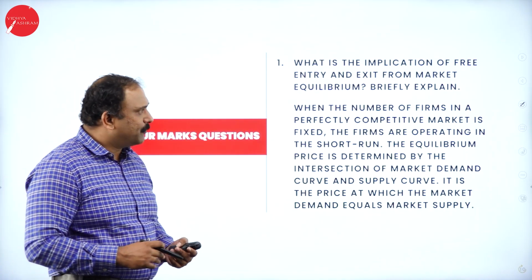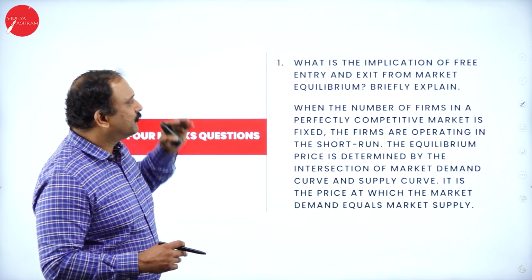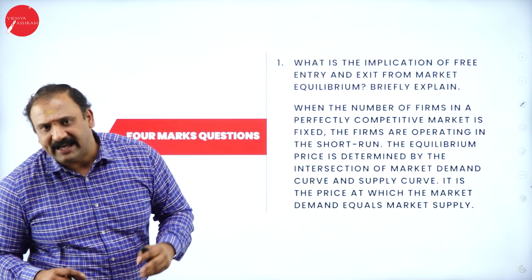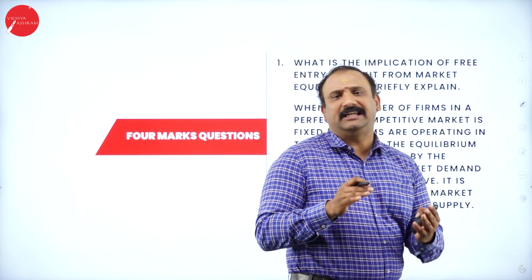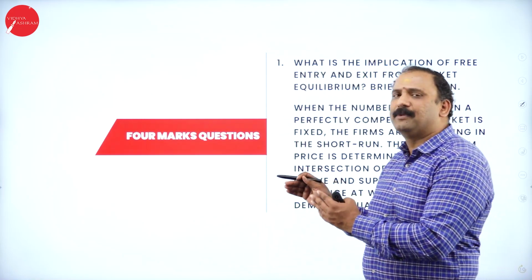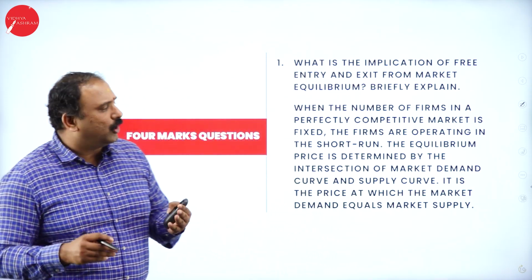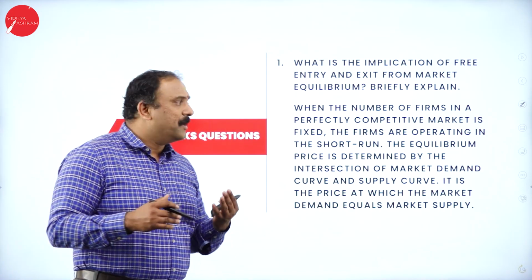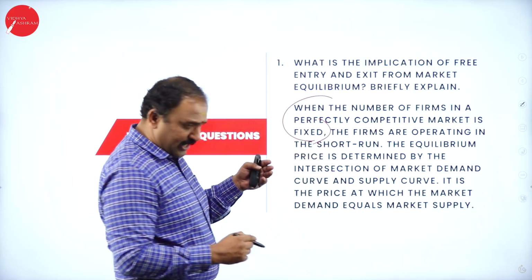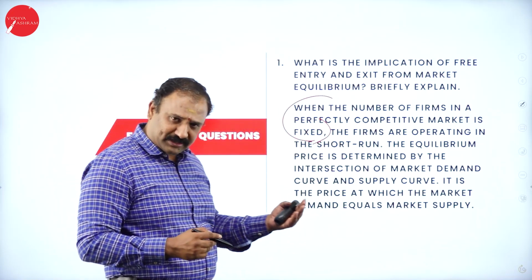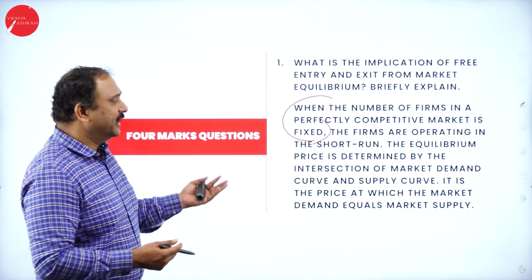Now, let's move on to the 4-mark question. What is the implication of free entry and exit from the market equilibrium? Briefly explain this. Now, we know that in a perfectly competitive market, there are an equal number of buyers and an equal number of sellers. No doubt about it. That's why we call this a perfect market altogether. So you don't have to worry about the marketing factor here at all. The number of firms here is fixed in nature, so they are operating in the short run. Which means the intersection of supply and demand comes into the picture, and that's where we determine the equilibrium value.